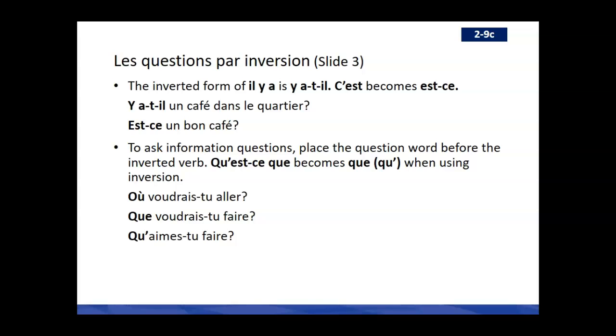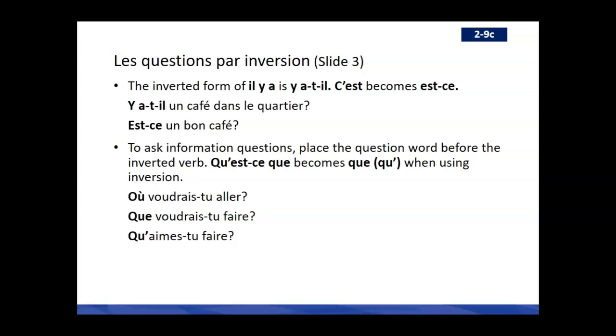Okay, and then if you have an expression like il y a, you might remember that il y a means there is or there are. So to do an inversion of il y a, we're going to say y a-t-il. Oh, y a-t-il un café dans le quartier? Oh, is there a cafe in the neighborhood? Or c'est becomes es, kind of like esque, right? So, est-ce un bon café? Oh, is it a good cafe?